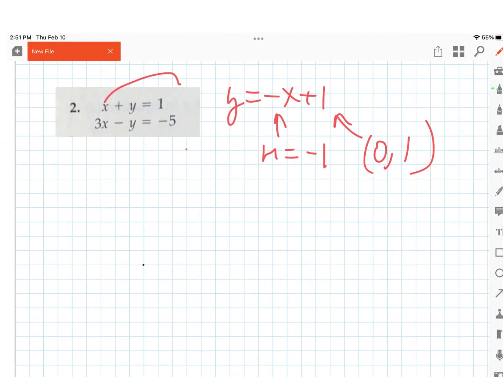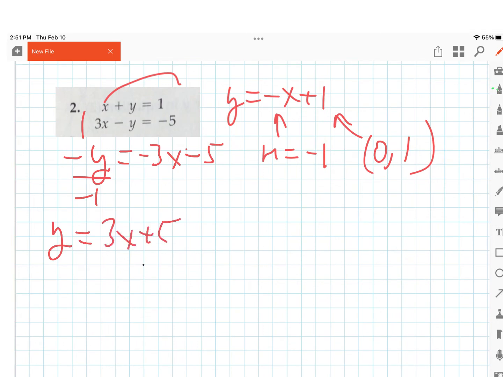Now this other one is a little different. I've got to subtract the 3x from both sides, but I've got the negative 1y. That stays there. We don't want to lose that negative. So negative 1y equals negative 3x minus 5, and then I'm going to divide by negative 1, which means change the signs. So y equals 3x plus 5. That has a slope of 3 over 1 and a y-intercept of 0, 5. So let's graph this.